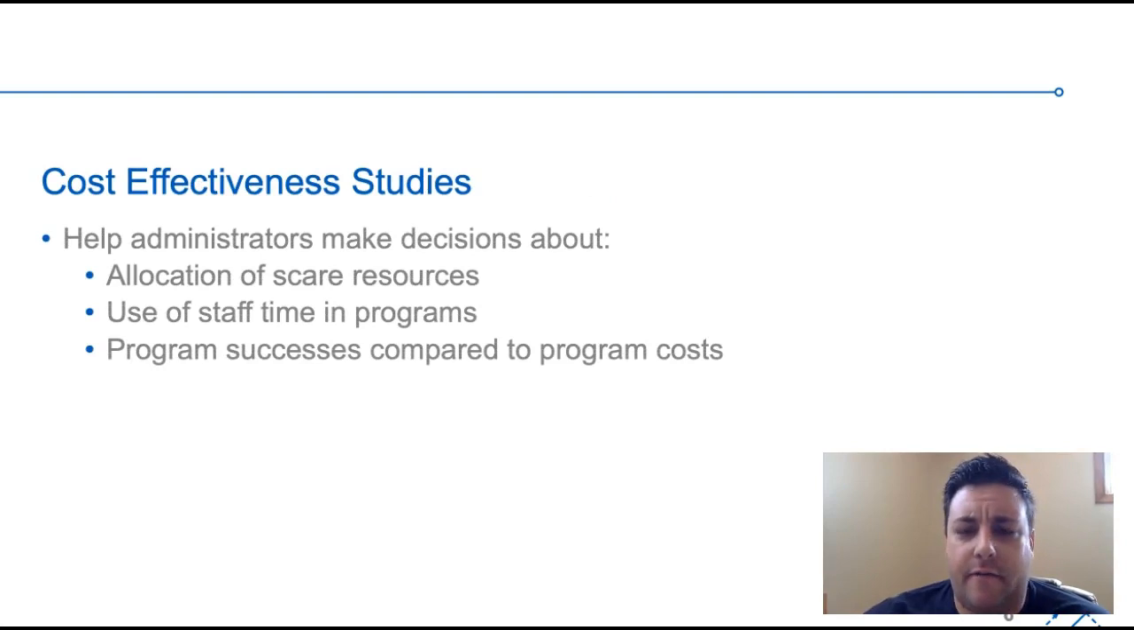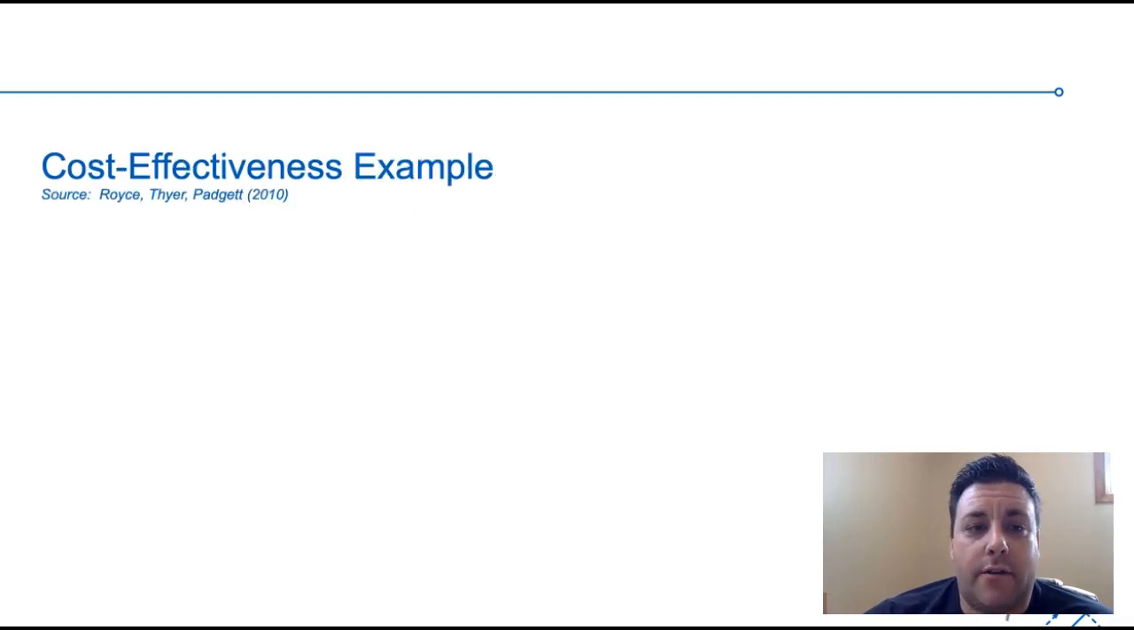So in terms of cost effectiveness studies, what they're really useful for is that they help administrators and stakeholders make tough decisions about the allocation of resources, particularly when resources are scarce. Resources certainly include things like physical space and money, program resources and dollars. But it also includes things like staff time, so it helps dictate where staff time should be spent as well. And really the hallmark calculation in a cost effectiveness study is to compare the success of a program relative to the cost of a program.